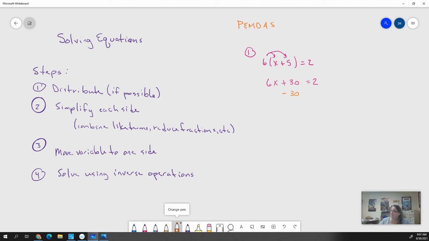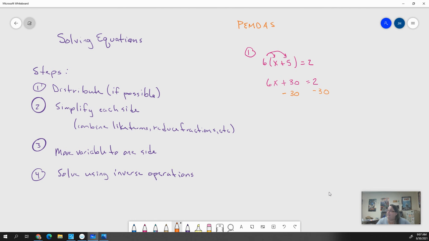But I can't do it to just one side, or I mess with the equality. I change the value of the equation. So anytime you do anything to something with an equal sign, you have to do it to both sides. And you can literally do almost anything you want to any equation as long as you do it to both sides of that equation, both sides of that equal sign.